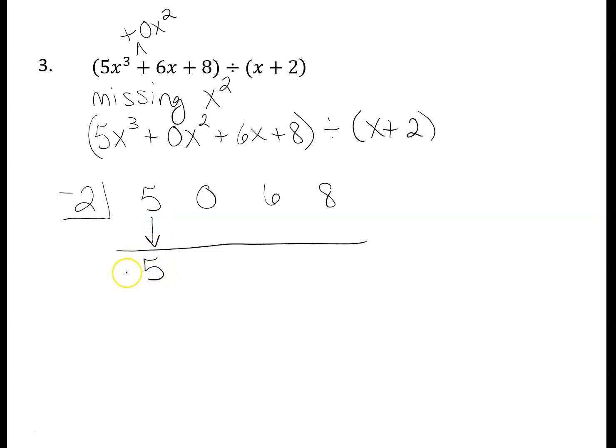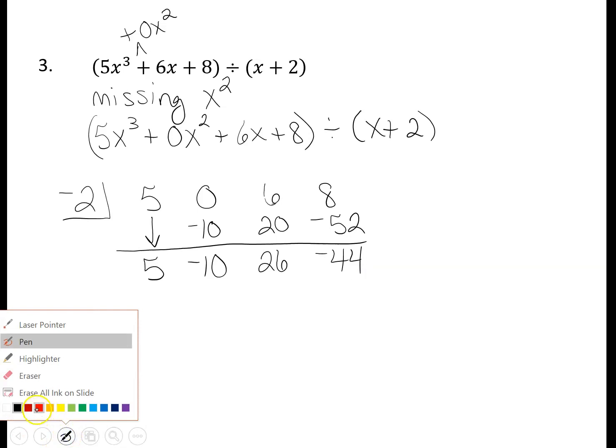Multiply 5 times the negative 2 in the square makes negative 10. Add 0 plus negative 10 is negative 10. Multiply negative 10 times negative 2 is positive 20. Plus 6 makes 26. 26 times negative 2 is negative 52. Now here we have different signs, so we subtract and take the sign of the larger, results in a negative 44.